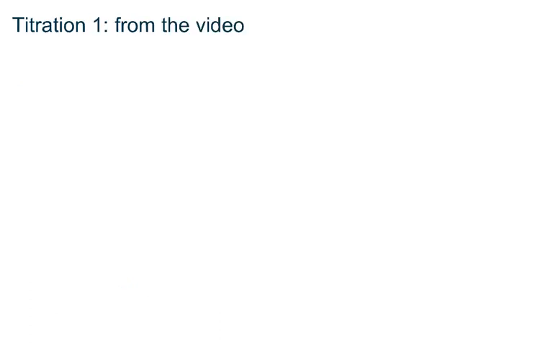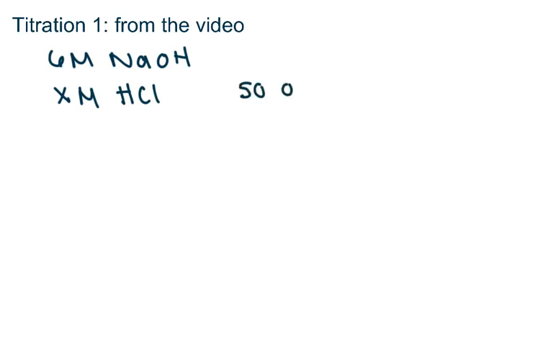So let's take a look at our first titration problem. I'm going to take this one from the video. If you followed along with the video and did it with them, great. If not, I'm going to do it with you here. In the video, it was a titration between sodium hydroxide and hydrochloric acid. You were starting with 6 molar NaOH, and we wanted to know the molarity of our HCl. We started with 50 milliliters of HCl, and we titrated with 22.5 milliliters of NaOH.